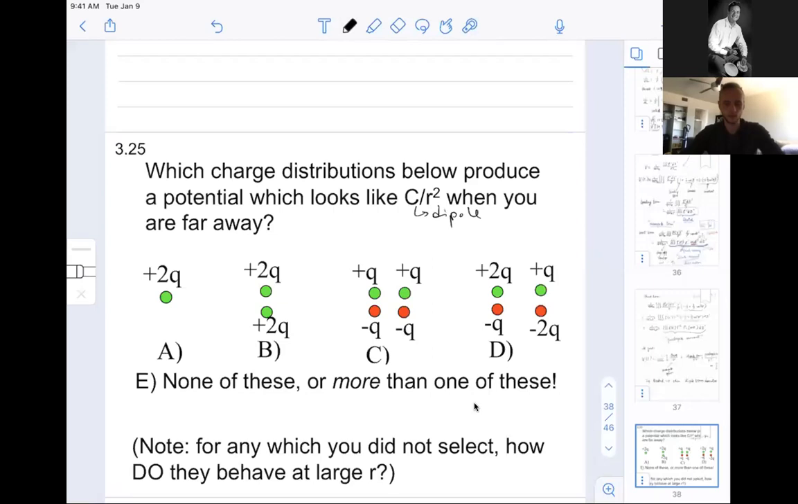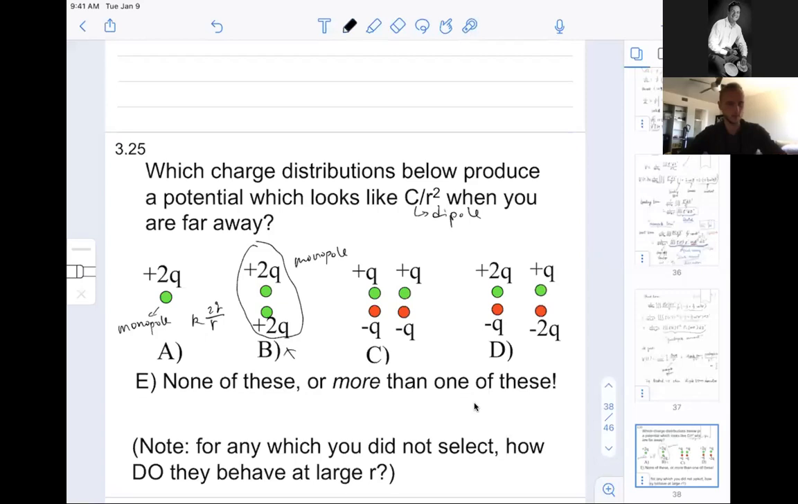Okay, let's go through them one by one. What will A give us? A monopole. This would just be a point charge distribution, a monopole term. It's just going to be KQ over R. The second one is two positive 2Qs split by a little distance. Still a monopole. From far away, they look like positive 4Q combined, so it's still a monopole dominating. You're not going to have 1 over r squared from far away.